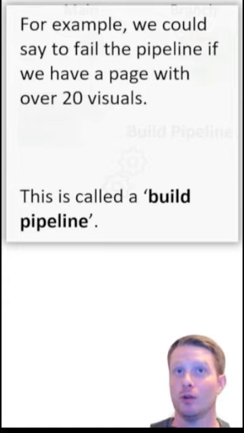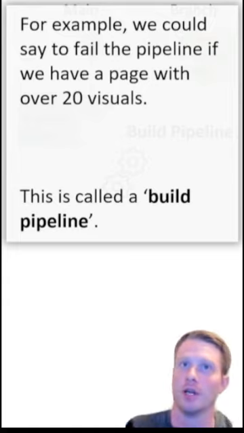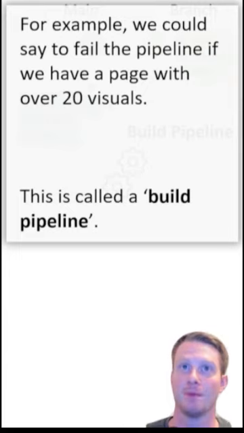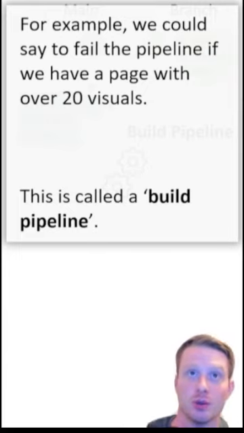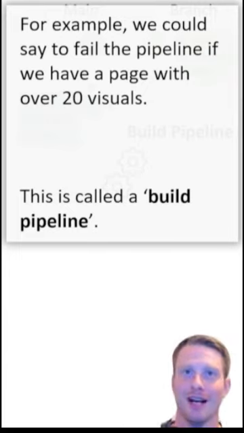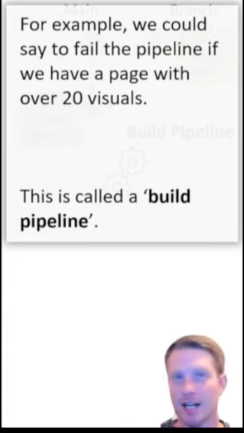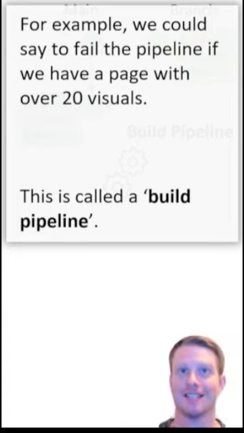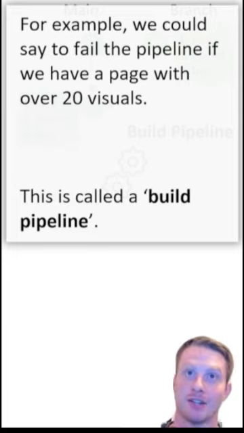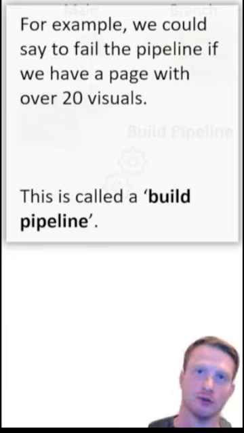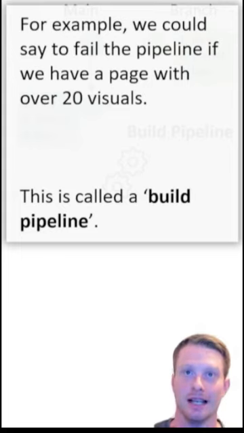A good example is if we did a report, we could say something like, fail the pipeline if we have a page with over 20 visuals. Because we know this is far too many, so we write this rule, and if someone tries to build a page with over 20, it will automatically fail and be sent back to them before someone actually has to manually review it. Really good way to keep things clean and have really well-running projects.